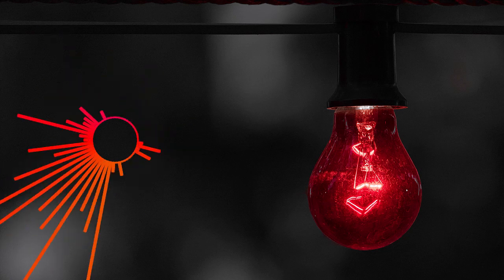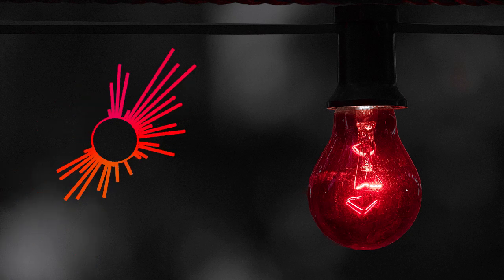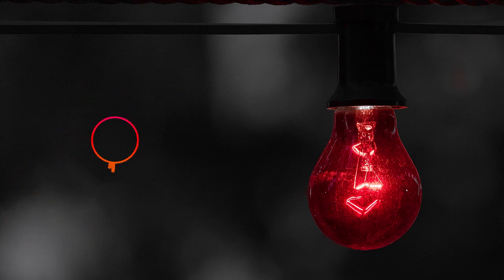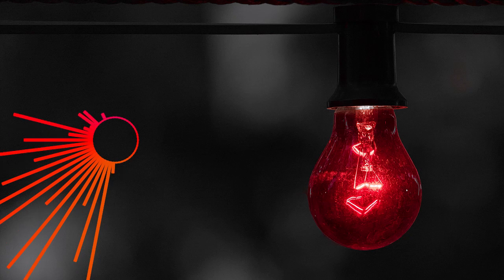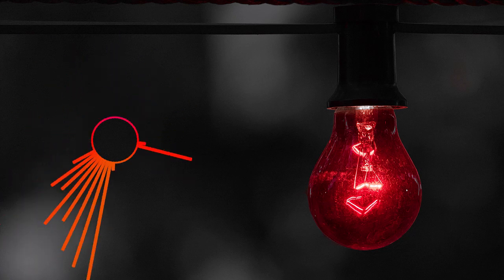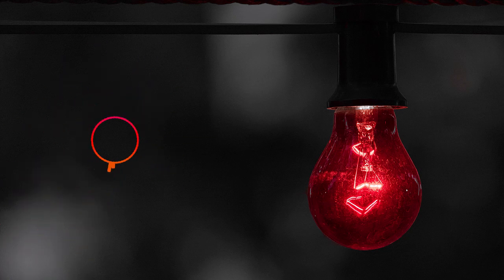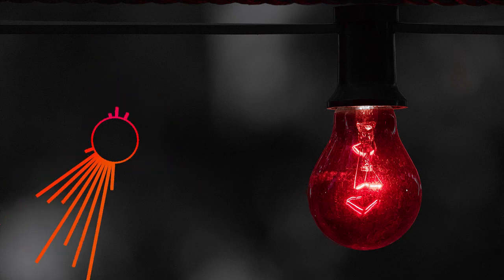Next, we have step-level HID controls. These are used with high-intensity discharge lamps like metal halide or high-pressure sodium lights. Instead of just full on or full off, they can run at two levels, such as 100% brightness when a warehouse is in use or 50% brightness when it's not occupied. It's a good energy-saving step between on and off.